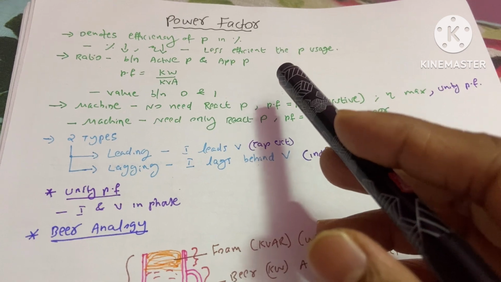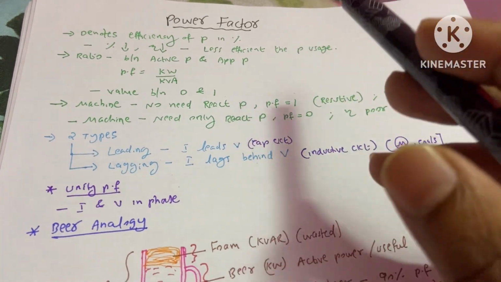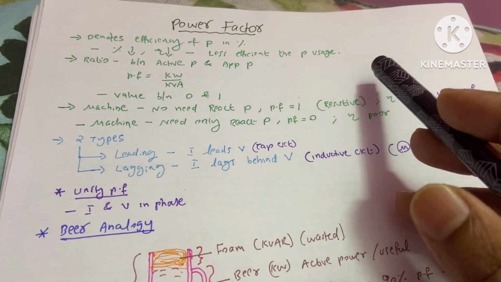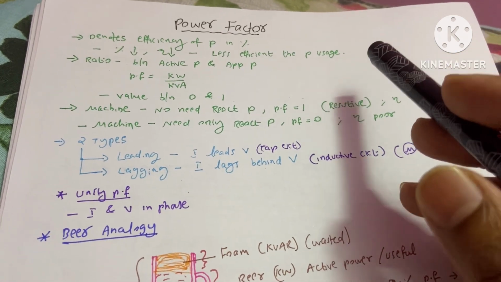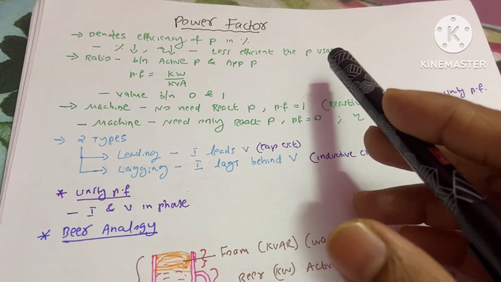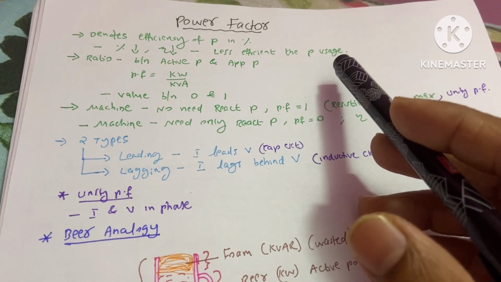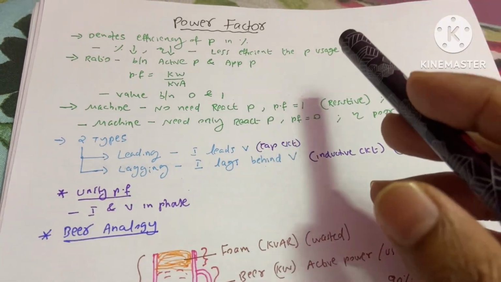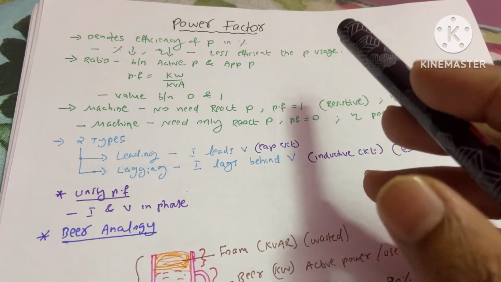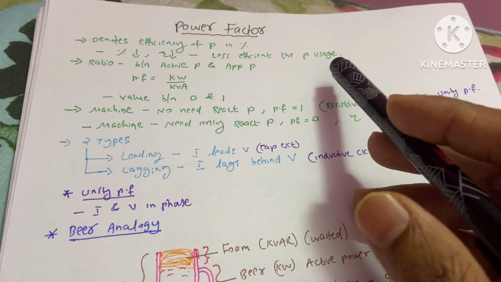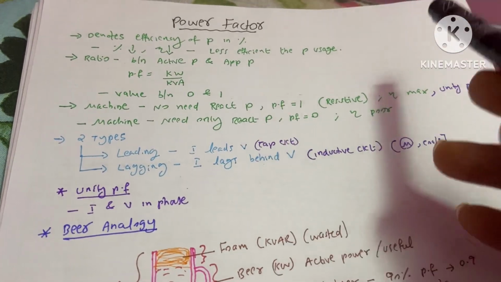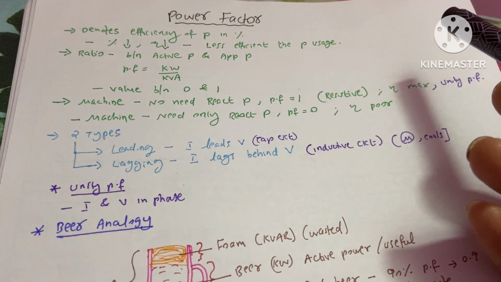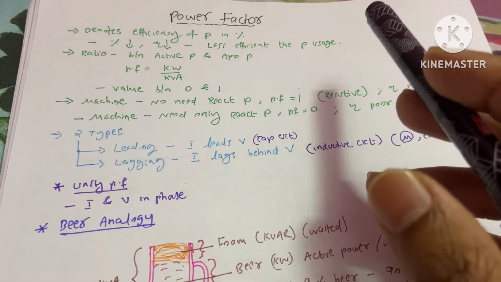Suppose you give 100% power to an electrical machine, and that machine utilizes only 90% of that power. It means your power factor is 90%, that means 0.9. That means 10% of your power is lost by some means. That is the power factor.